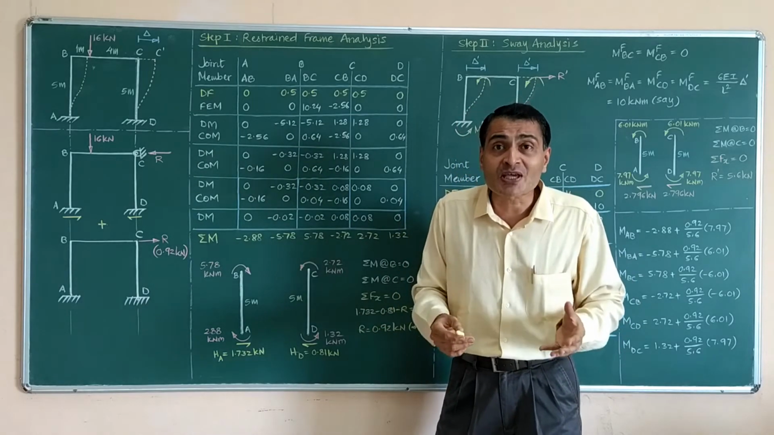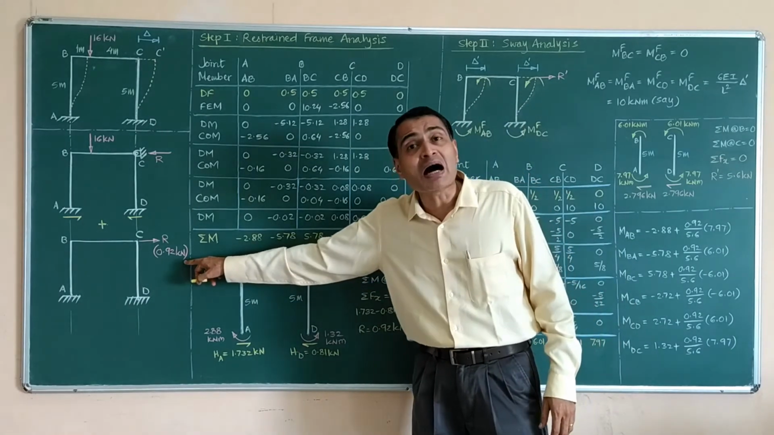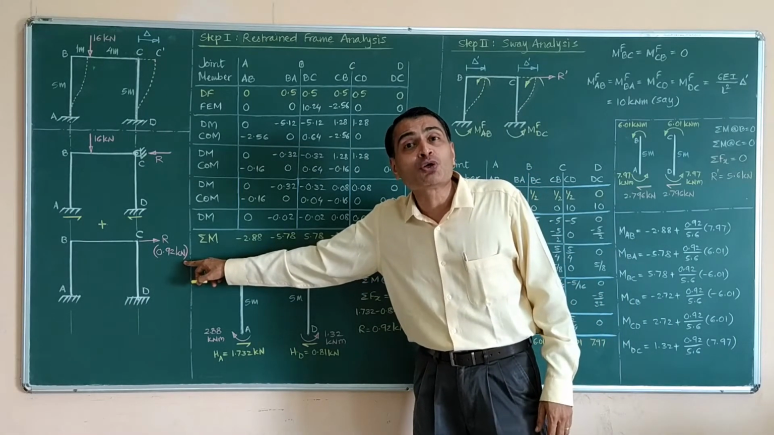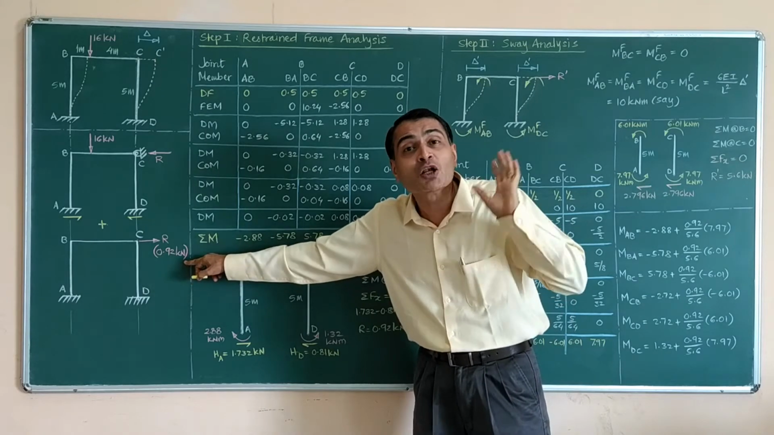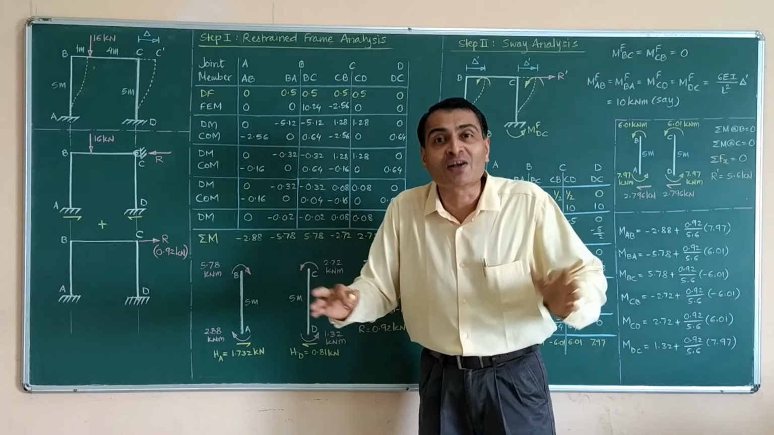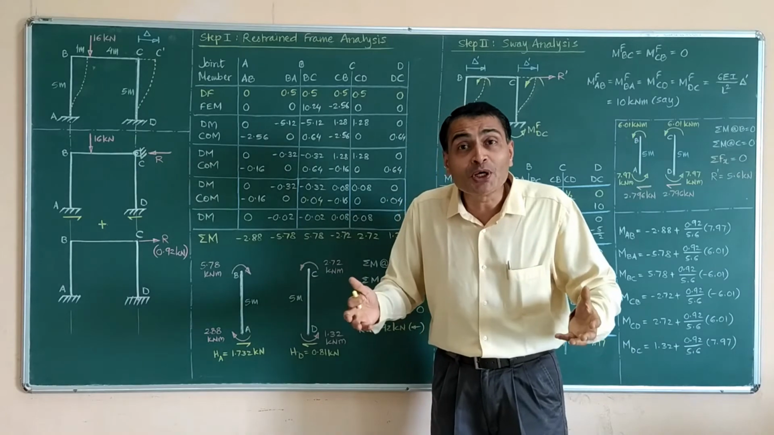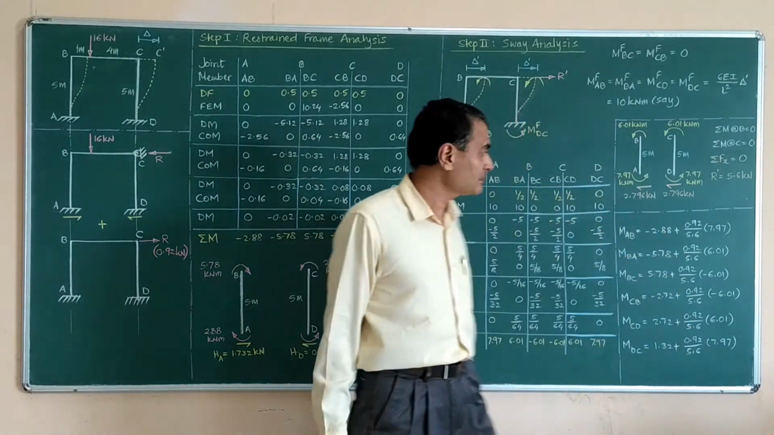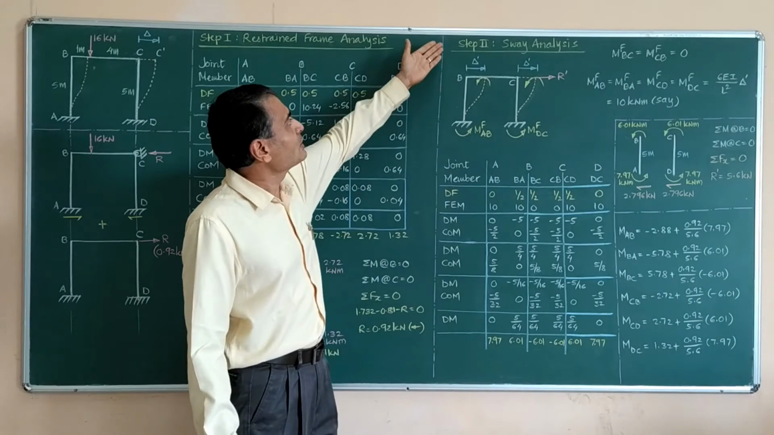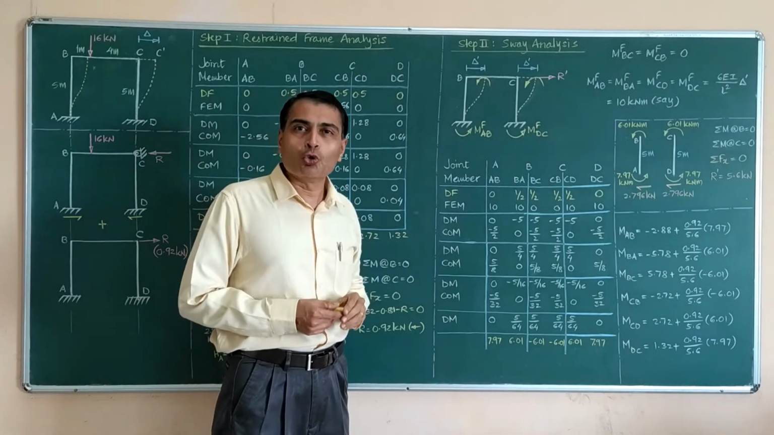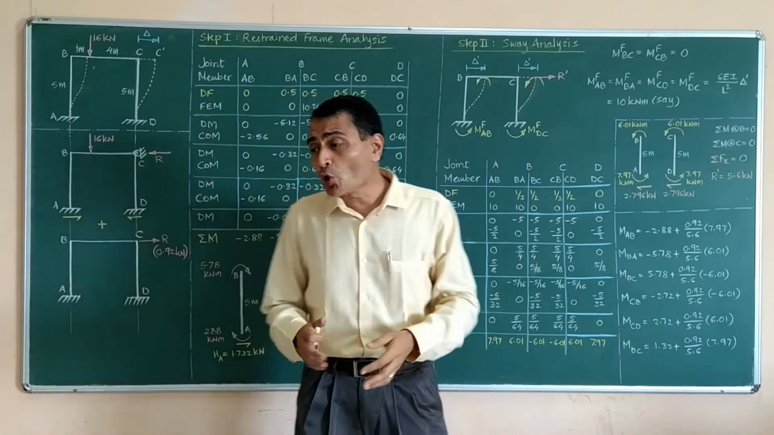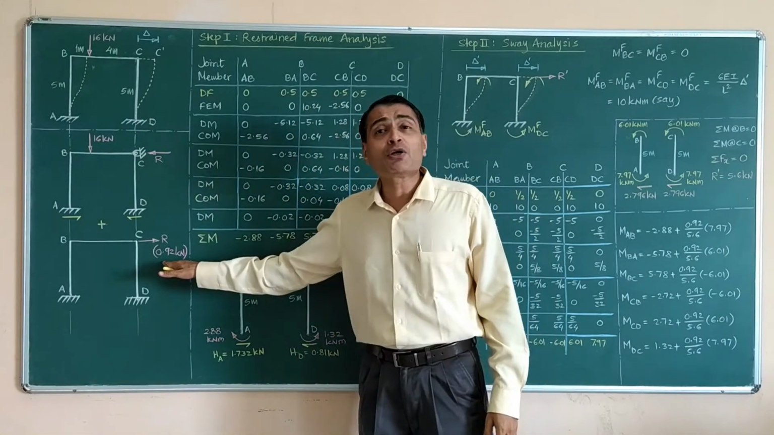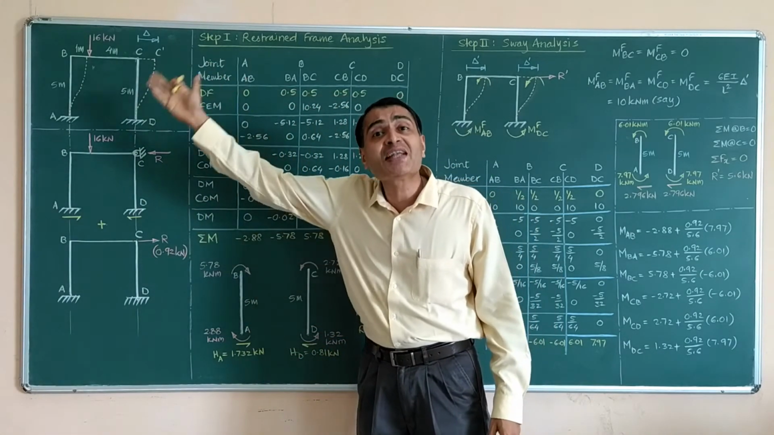So that is what I am saying, that we have found R, and this is going to help us indirectly to find our final moments, but not directly. So what do we do? Let us observe. Now I am writing step 2, that is sway analysis. I do know R, but I do not know the corresponding delta.